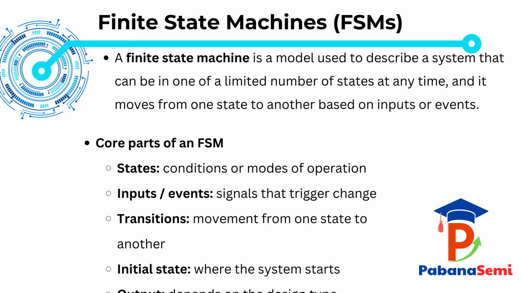Now let's look at the core components of an FSM. First, states. A state represents the current condition or mode of operation of the system. Second, inputs or events. These are signals that trigger the system to change from one state to another. Third, transitions. A transition is the movement from one state to the next state based on the input condition. Fourth, the initial state. This is the starting point of the system when it is powered on or reset. Finally, the output. The output depends on the type of FSM design being used, such as Moore machines or Mealy machines, which we will explore in the next sections.